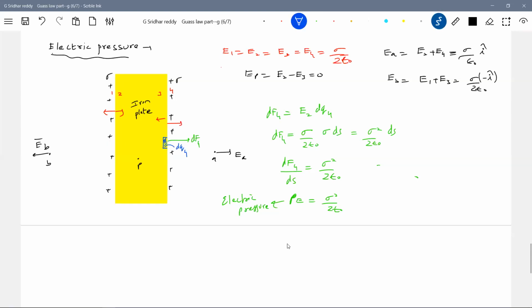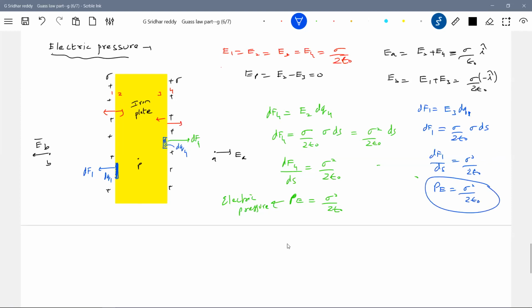What about the other surface? Will it experience force? Yes, let me show it here. The other surface, I'll assume in here. How much charge? Let it be dq1. So now E3 will produce a field here. df1, all right. Similarly, we'll proceed here. df1 should be equal to E3 into dq1. E3 is how much? Sigma by 2 epsilon naught. dq1 is what? Sigma into ds. So this will become electric pressure.